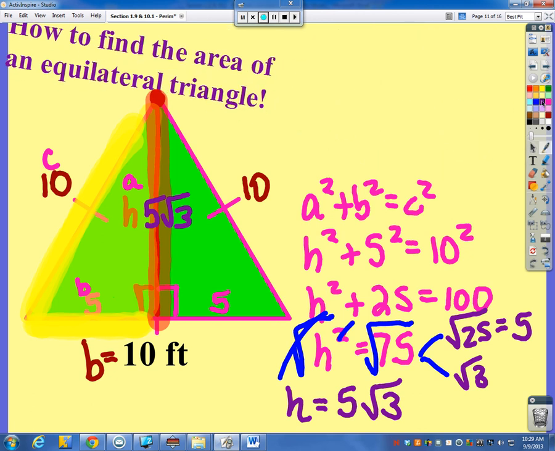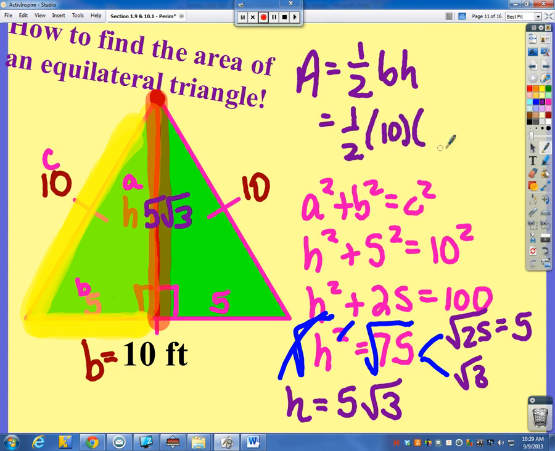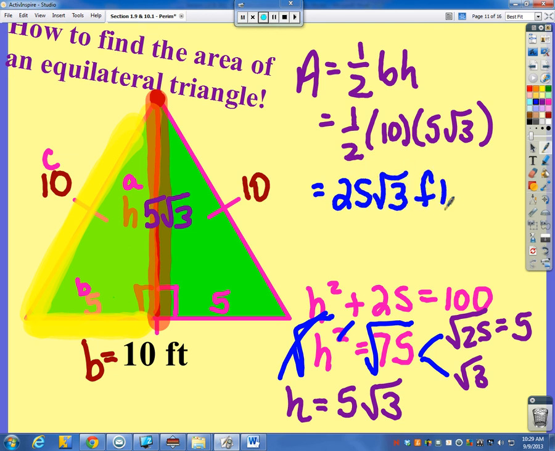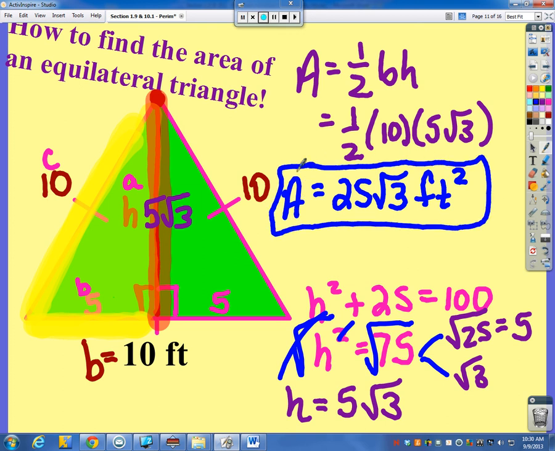So now if I wanted to find the area of that triangle, area is 1/2 base times height. Well, now I've got 1/2. The base was 10, and the height I just figured out was 5 root 3. So now if I've got that, let me slide you down. Let's just get rid of the Pythagorean theorem altogether. There we go. 1/2 of 10 is 5, and 5 times that 5 makes 25. And 25 root 3 feet squared would be the area of that equilateral triangle.